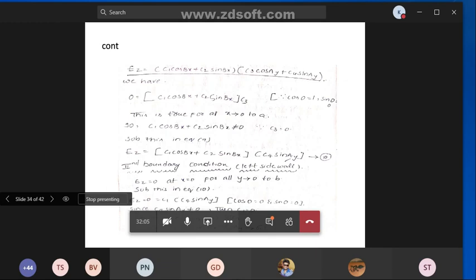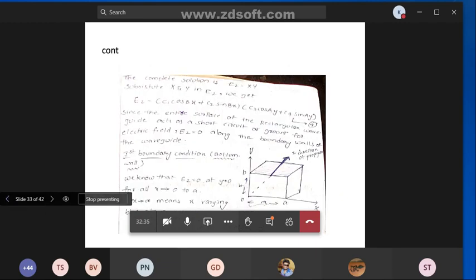So Ez equal to, so what is the basic equation? Ez equal to (c1 cos bx plus c2 sin bx) into (c3 cos ay plus c4 sin ay), right? So it is the basic equation. So here we are substituting Ez equal to 0. So c1 cos bx plus c2 sin bx, right? So substitute y equal to 0.